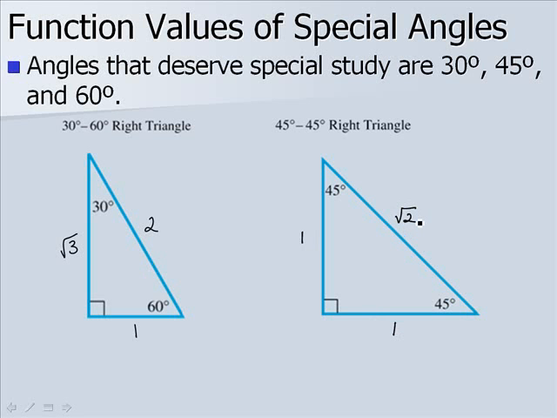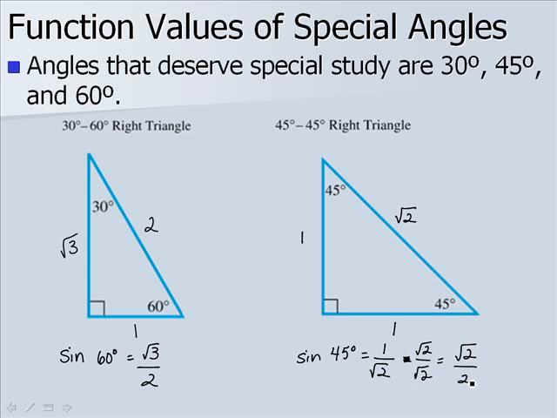So we can see that in this case, if I was to try to find, let's say, the sine of 60 degrees, the sine would be the opposite, which would be square root of 3, over the hypotenuse, which is 2. If I wanted to find the sine of 45 degrees, I can use either angle, and I take the opposite side, which is 1, over the hypotenuse, which is the square root of 2, and I need to rationalize that denominator, so I'm going to multiply by the square root of 2 over the square root of 2, and I end up with the square root of 2 over 2.